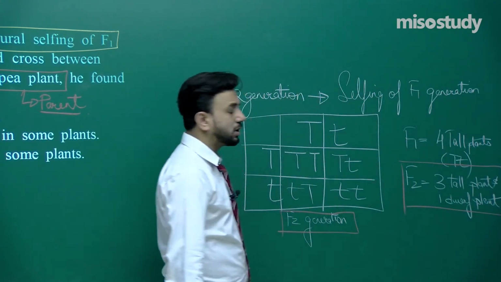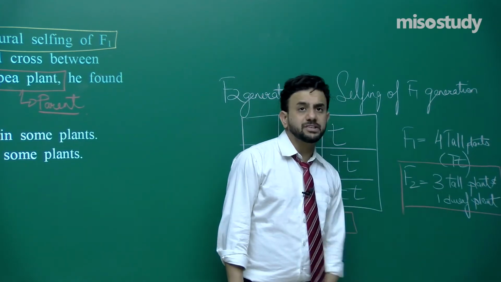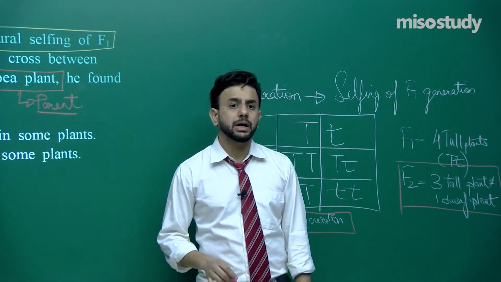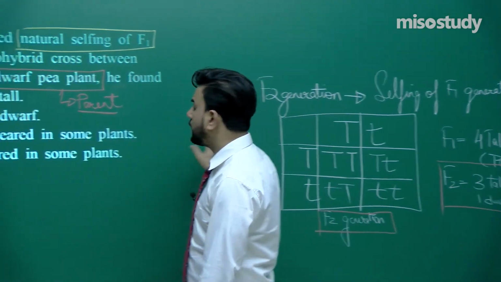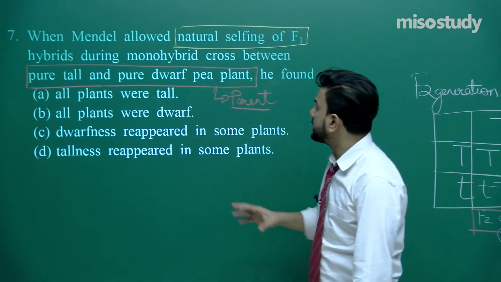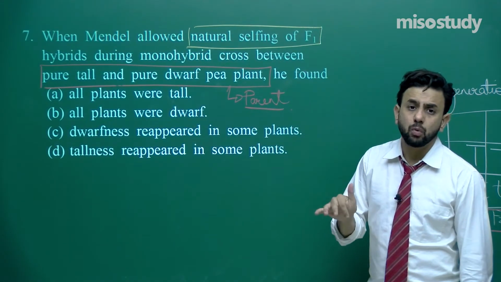Three tall plants and one dwarf plant. So we see that this dwarfness character has reappeared in this F2 generation. Coming to the options again, we now know the results. All plants were tall in the F2 generation? No. Three were tall, one was small.